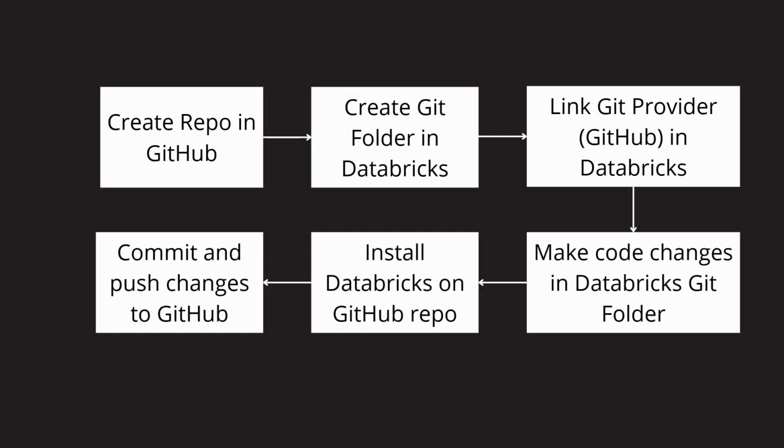What we have done in this video was to create a Git repository. Then we created a Git folder in Databricks, copying over the GitHub repo that we created. Then we created a linked Git provider in Databricks. And then we made some code changes in our Git Databricks folder. We added this add function.